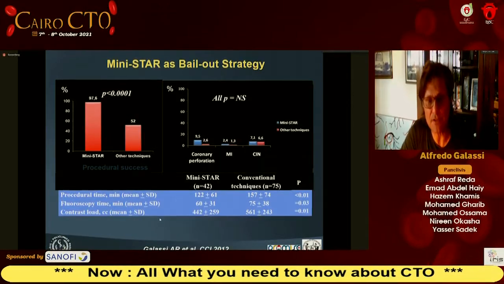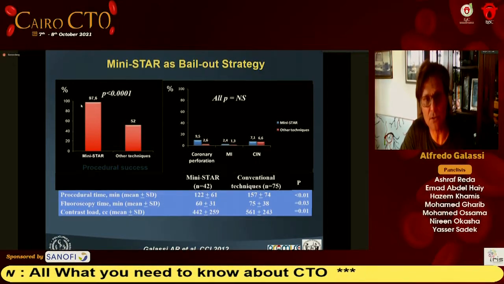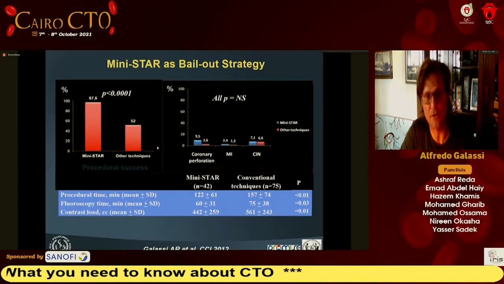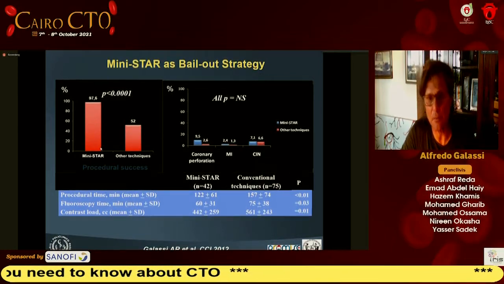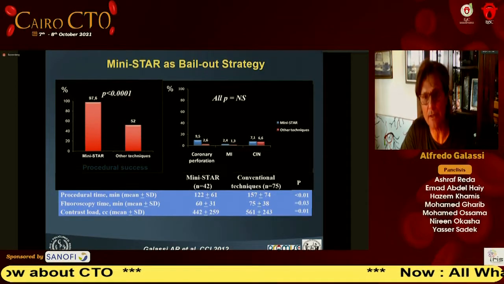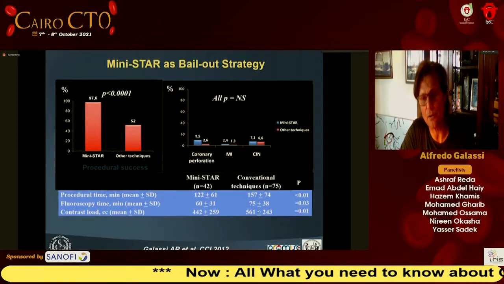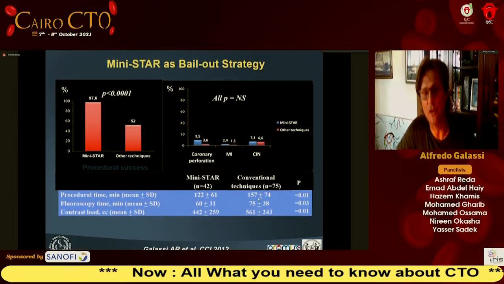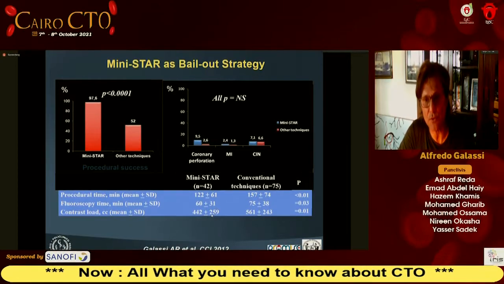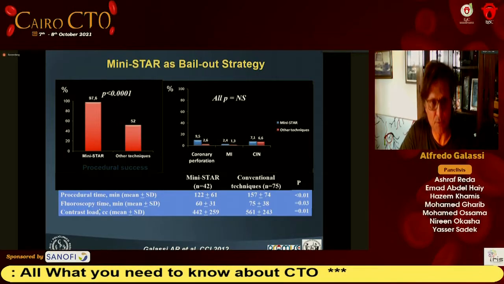This is one of my first studies, when we used a mini-STAR below strategy. We understood that when all other strategies failed, mini-STAR was working pretty well with a very small number of complications, with, of course, increased procedural time, fluoroscopy time and contrast load, but also considering the fact that we were using a lot of conventional technique for a long time, sometimes also reducing the fluoroscopy time and procedural contrast load.